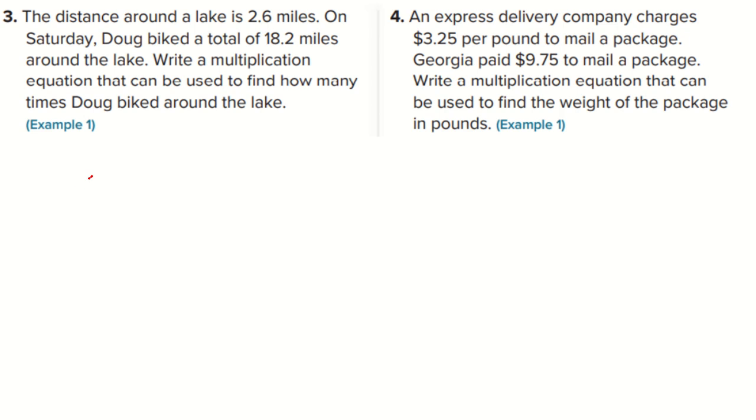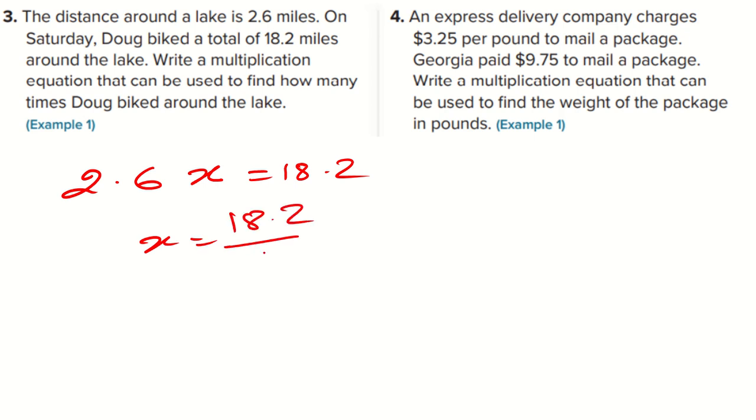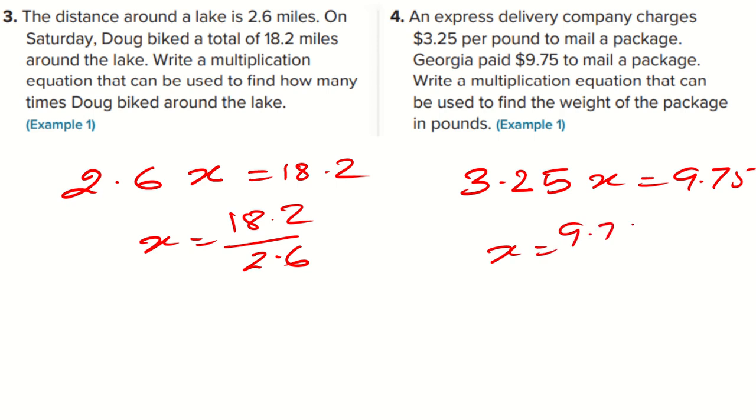So this is total of 18.2 miles around the lake. 18.2 here. So X is equal to 18.2 divided by 2.6. Calculate this, it will be the answer. Okay. And for this also, you see $3.25 per pound, and total spent 9.75. So X is equal to 9.75 divided by 3.25.